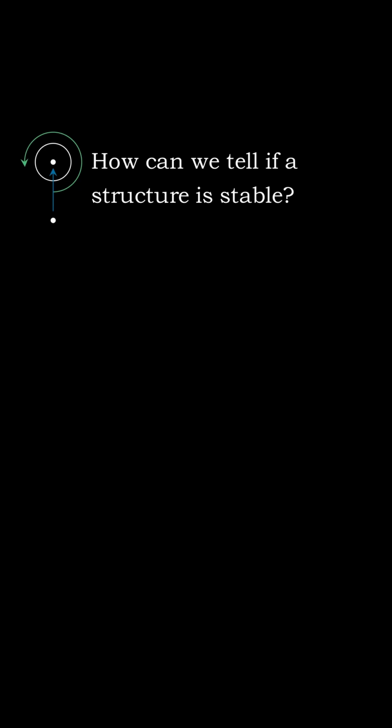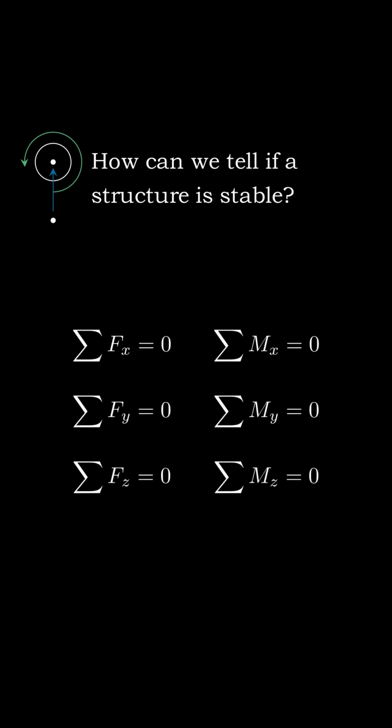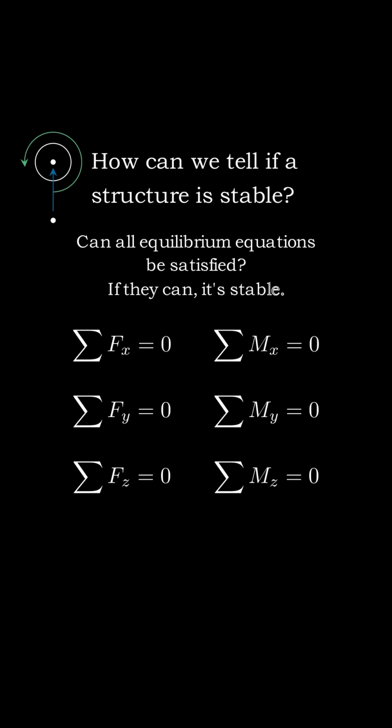The common thread between all 3 of these red flags is that each of them leaves at least one equilibrium equation with no way to be satisfied. So the key question to ask yourself when you're checking if the structure is stable or not is, can all equilibrium equations be satisfied for this structure? If you check and find the answer is yes, both for the structure as a whole and for all of its parts, then you know the structure is stable and you can move forward with your analysis of it.